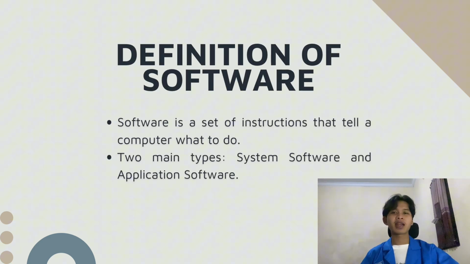What is software? Let's start with software. Software is a collection of instructions that tells a computer how to operate. Without software, hardware is useless. We divide software into two main categories: system software and application software.